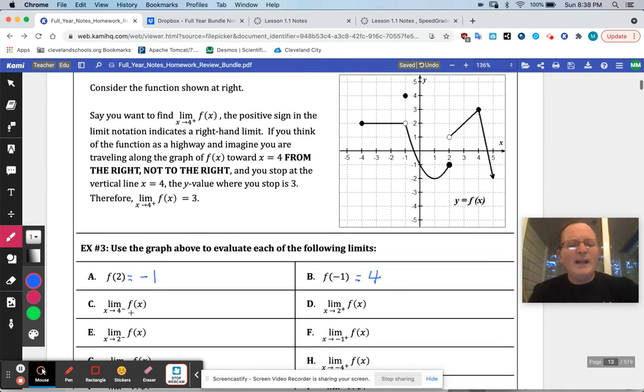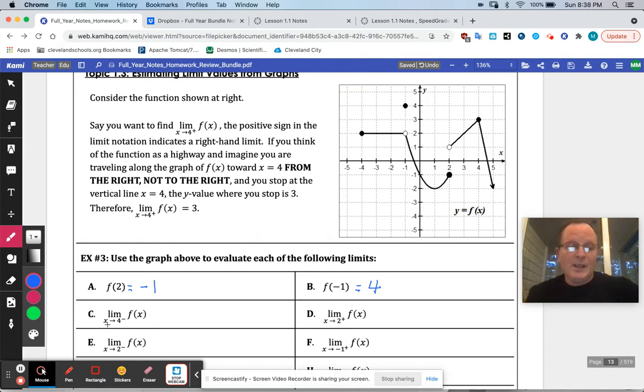Now, here we go. The limit as x approaches 4 from the left. We're approaching 4, but we're approaching it from this direction. It's heading to 3. So that equals 3. The limit as x approaches 2 from the right. So here we are, approaching 2. x is 2, but we're coming from the right. We're coming from this direction. If I was traveling along this road, I would think I was heading to 1. So that's equal to 1.